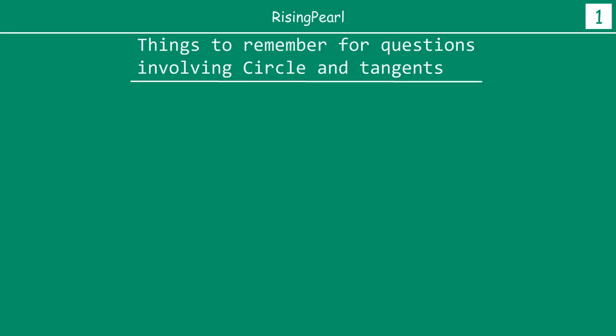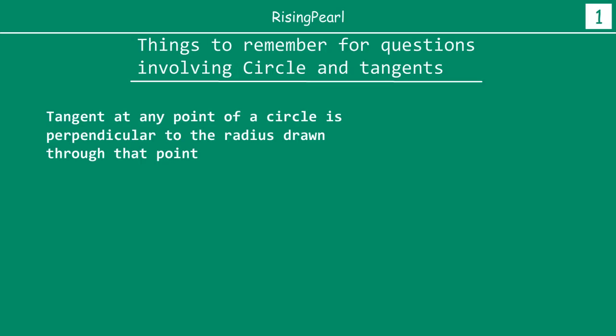Now, a few things to remember whenever we are dealing with questions involving circles and tangents. We looked at them in the last episode as well. So for a quick recap, we absolutely want to make sure that we understand these concepts, and they may very likely be involved in solving these questions. The first one is: a tangent at any point of a circle is perpendicular to the radius drawn through it.